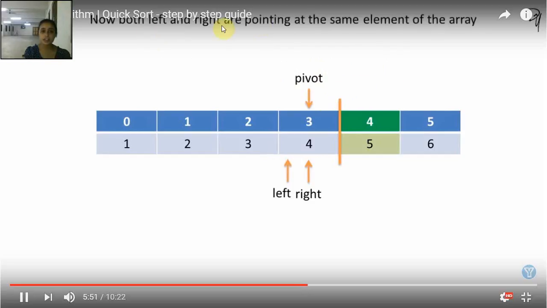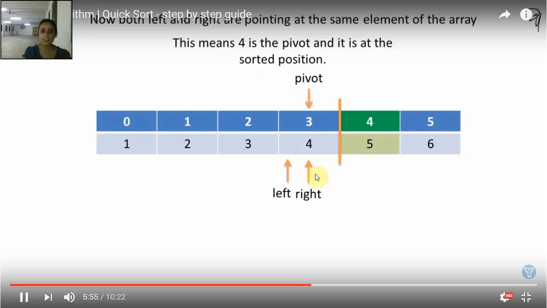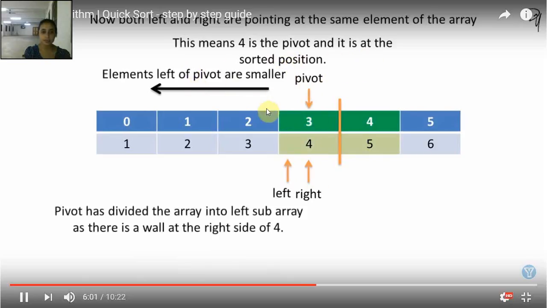Now, since both left and right are pointing at the same element of the array, this means 4 is the pivot and it is at the sorted position. Elements left to the pivot are smaller. Pivot has divided the array into left sub-array and there is a wall at the right side of 4. Now in this way we have to sort the other remaining elements which are unsorted.